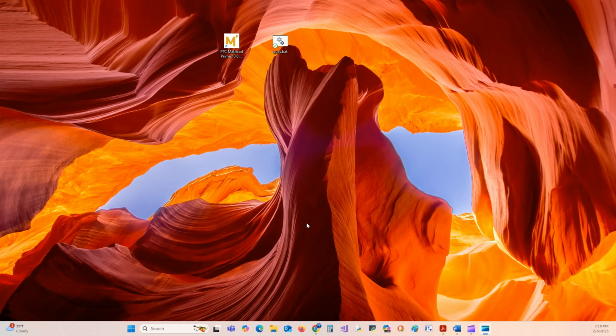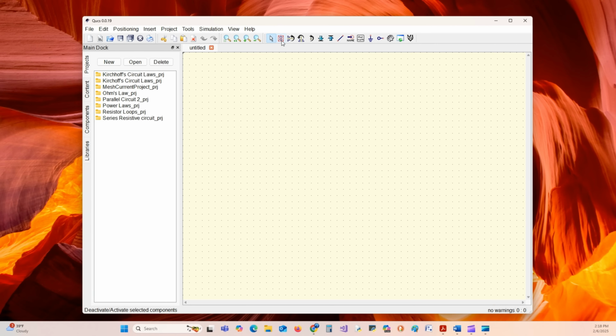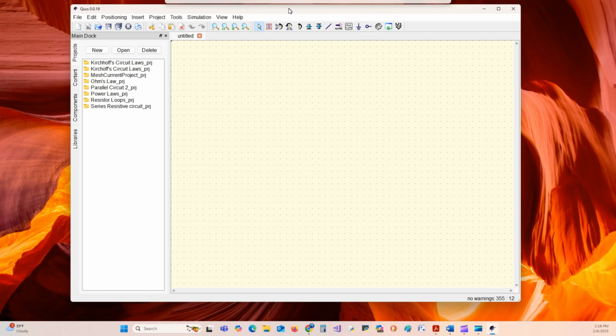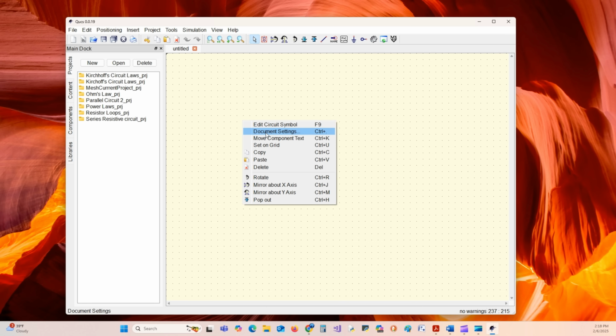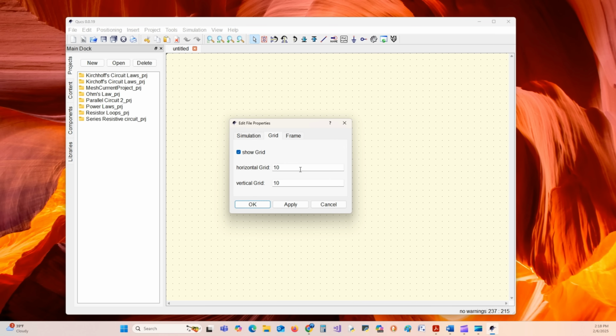Okay, now it's time to start the QUCS simulator. We begin by opening up the QUCS. Double click on the batch file. Now we would go to new. We would name it. I've already created the project, but I named it Mesh Current Project. You would put that there, whatever name you want. Then you would select the document settings. I got the grid of 1, so I put 1 here, said okay.